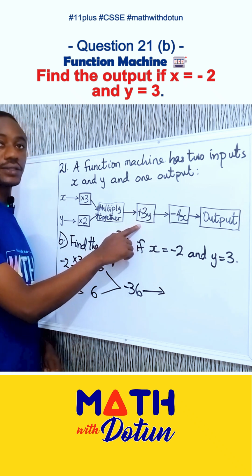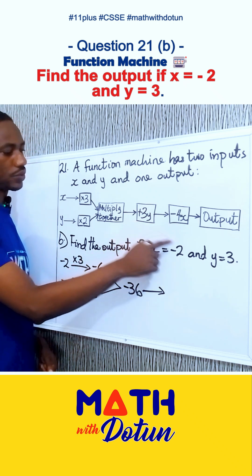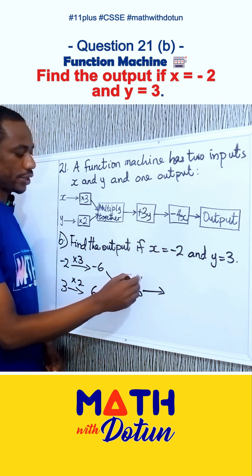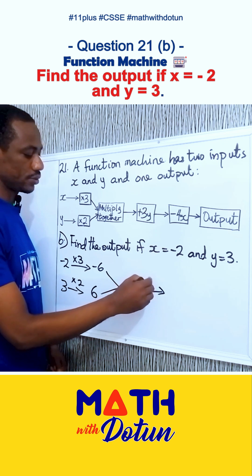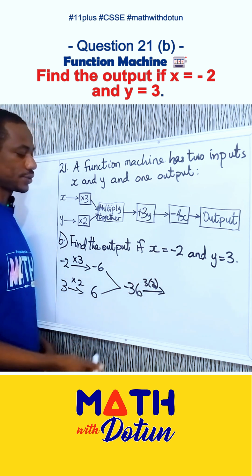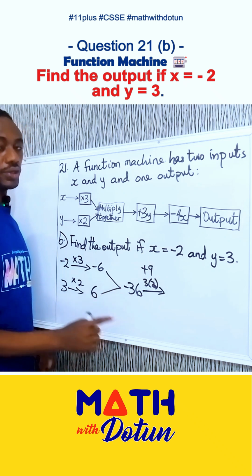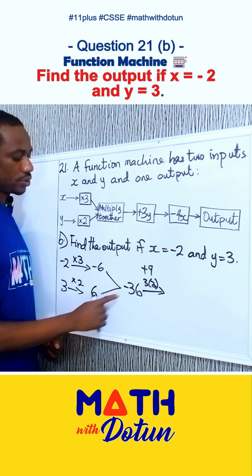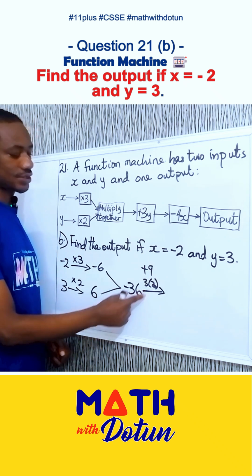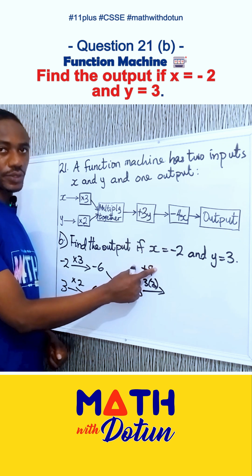Next is to add 3y. Y is 3, so 3 times 3 is 9, which means we're adding 9. Here you need to be careful, because you're doing -36 plus 9.